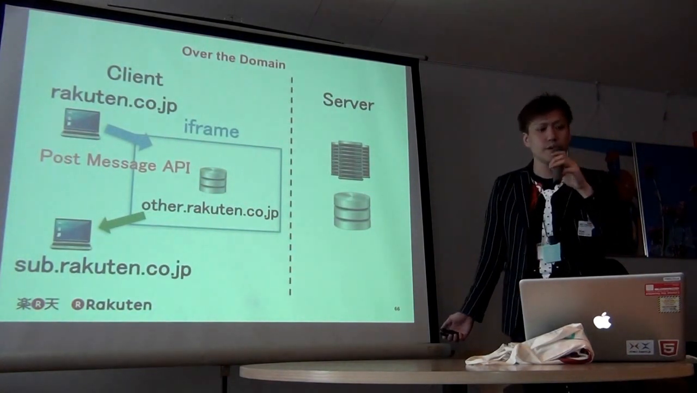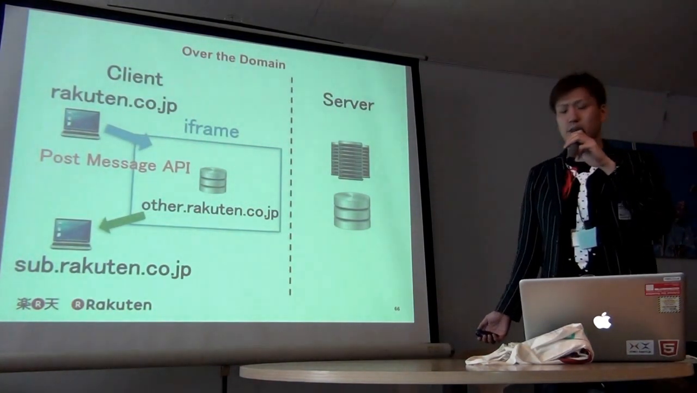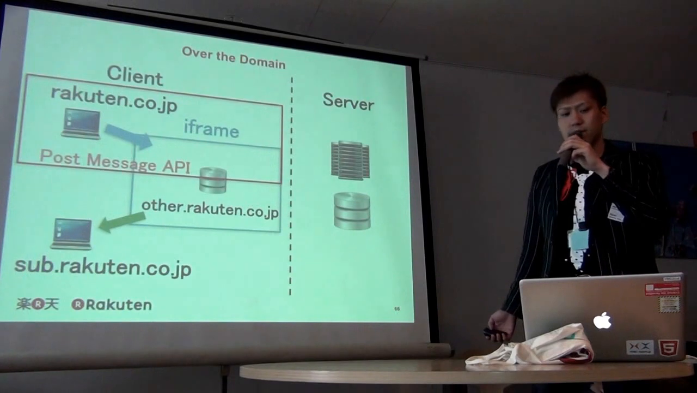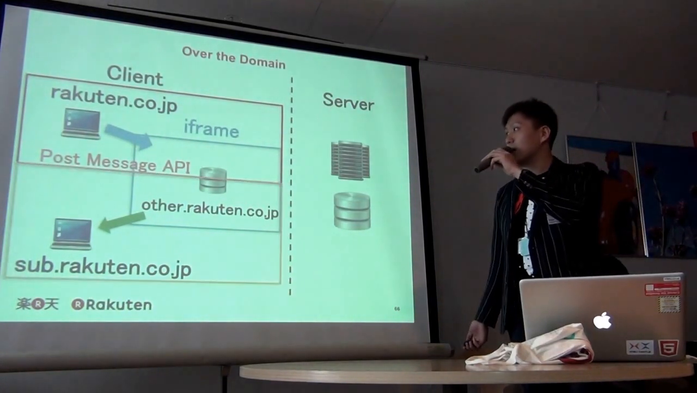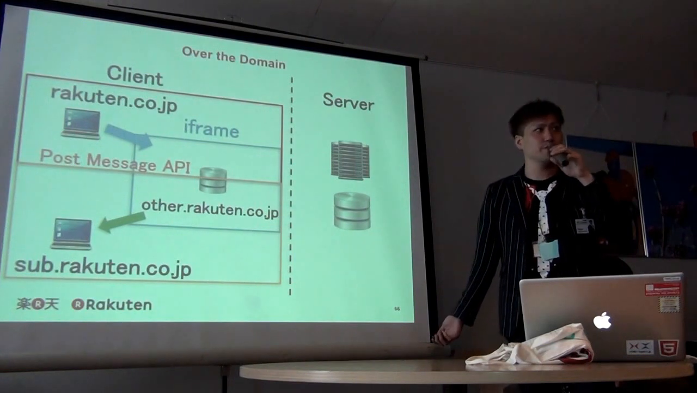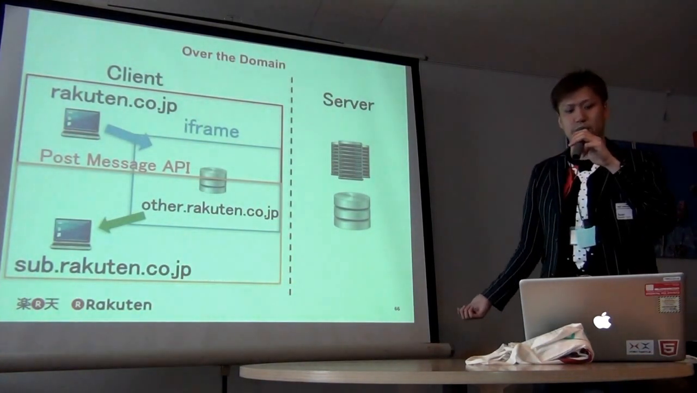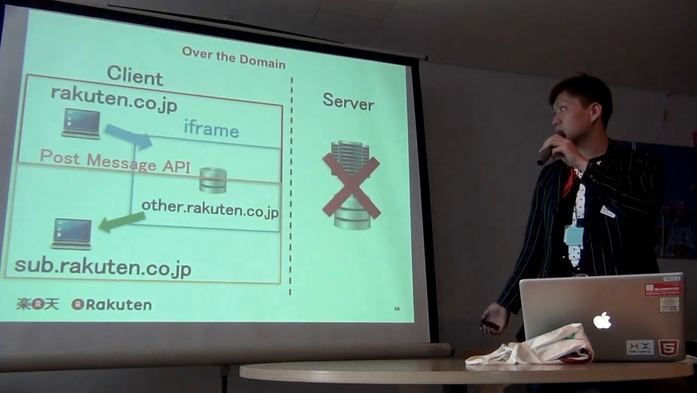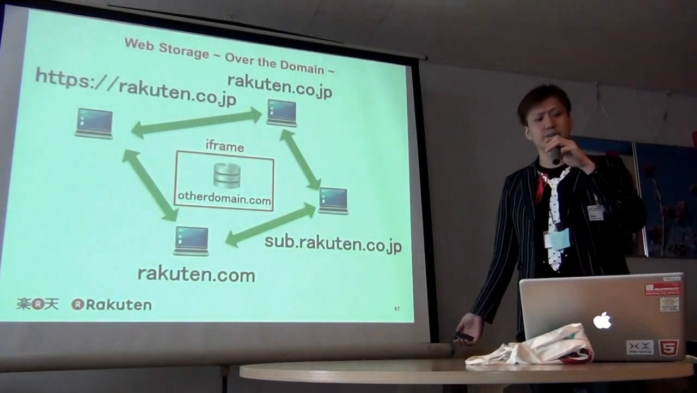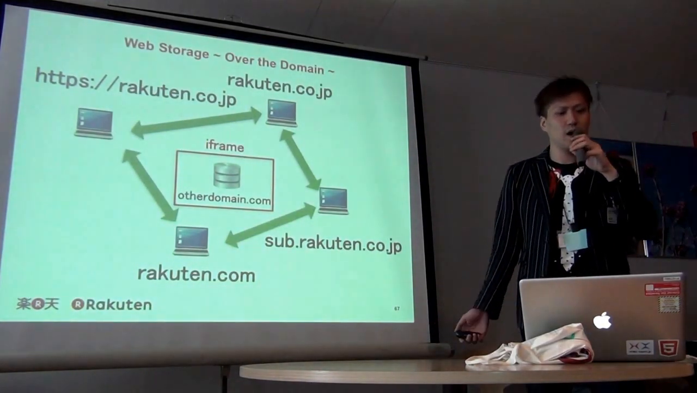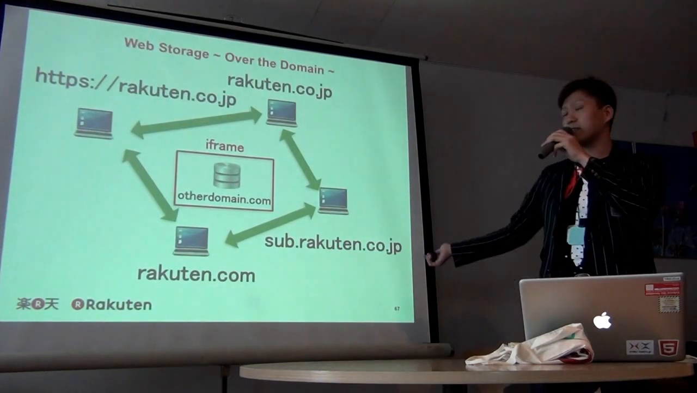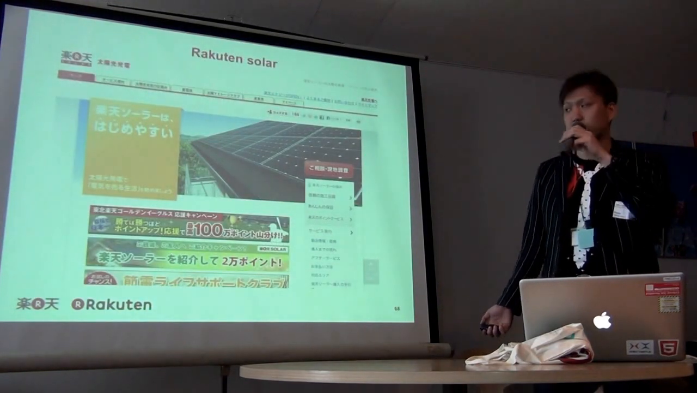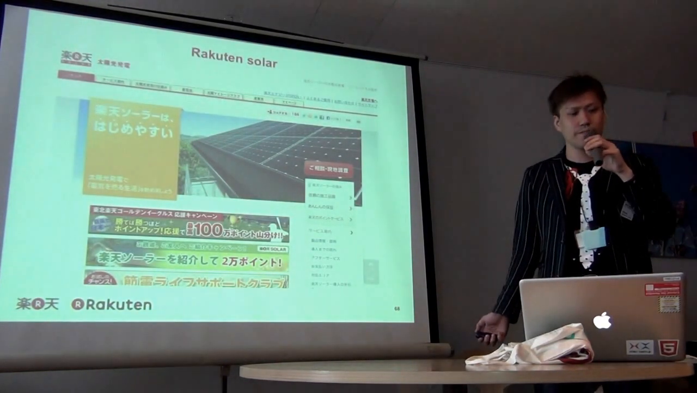This is the specification. I utilized an iframe and the HTML5 postMessage API. First, save data to the iframe with the postMessage API. And second, get data from the iframe with the postMessage API. Thus, we don't need a server-side program and resources. As a result, we can share data only on the client side like this. I think it's very useful. And Rakuten Solar uses this function.